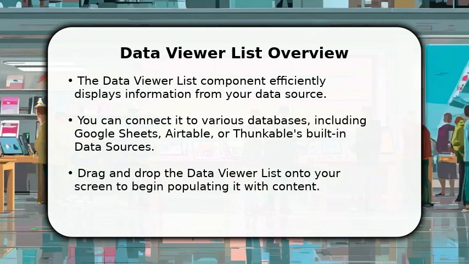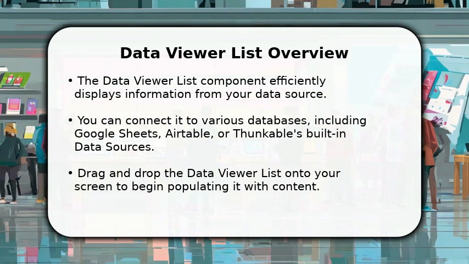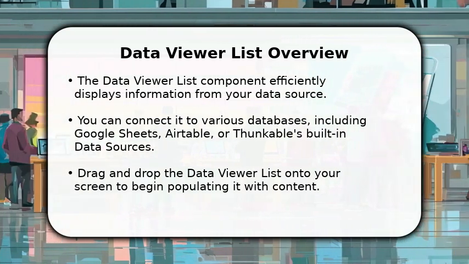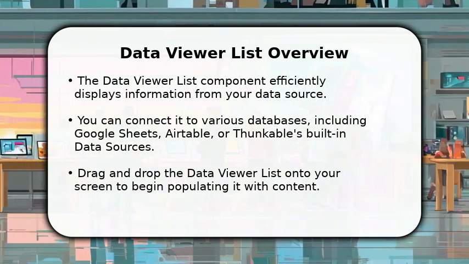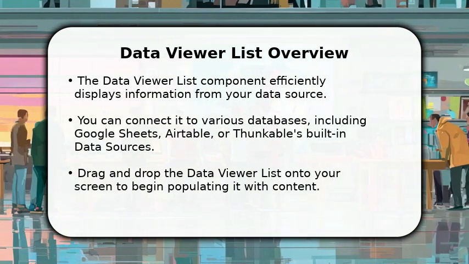Next, you will need to select your data source from the Properties panel. You can connect to a local database, a Google Sheet, or even Airtable. This crucial step links your visual list directly to your information, preparing it for display.